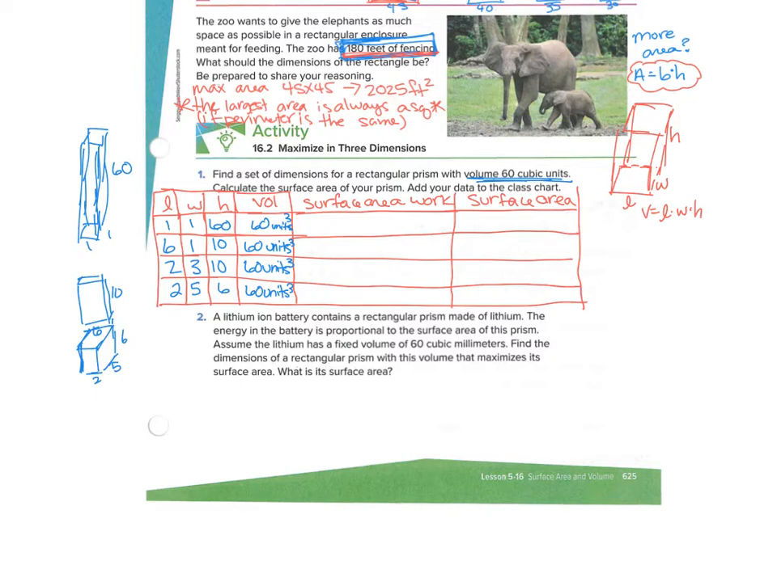Okay, so we have these 4 different rectangular prisms, but they all hold the same amount. If these were boxes and I could pour sand inside of them, they would all hold the same amount of sand, but they're a much different overall 3-dimensional shape. So let's talk about the surface areas. The surface area, there are 6 sides.